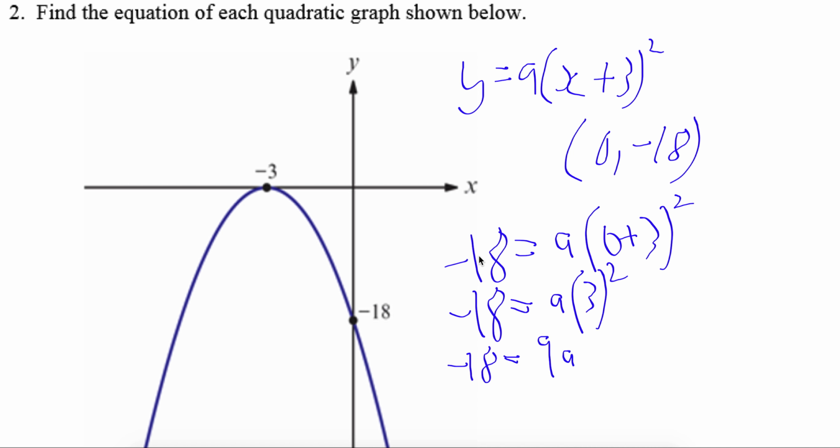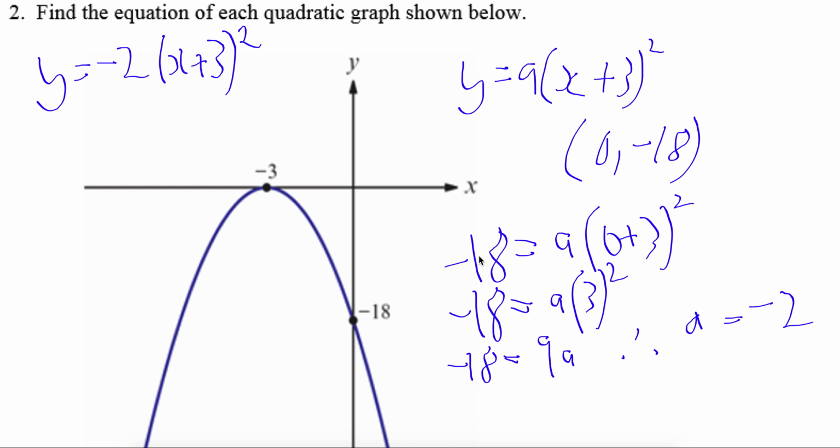So minus 18 equal to 9a, therefore a equals minus 2. You can tell from the shape of the graph that a is negative. So then I just write y is equal to minus 2, just found that, x plus 3 all squared. And that is the final answer.